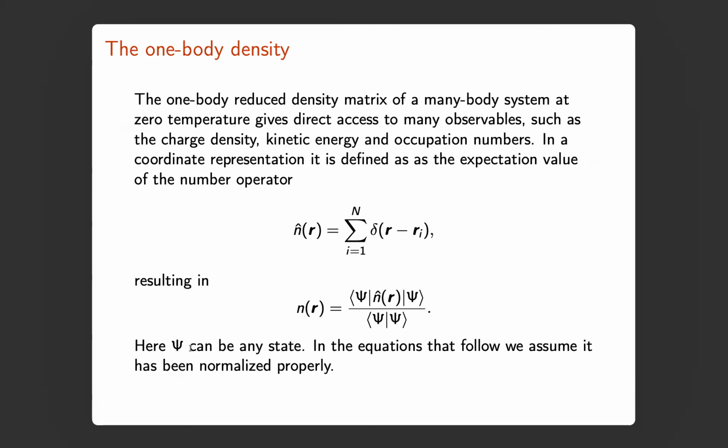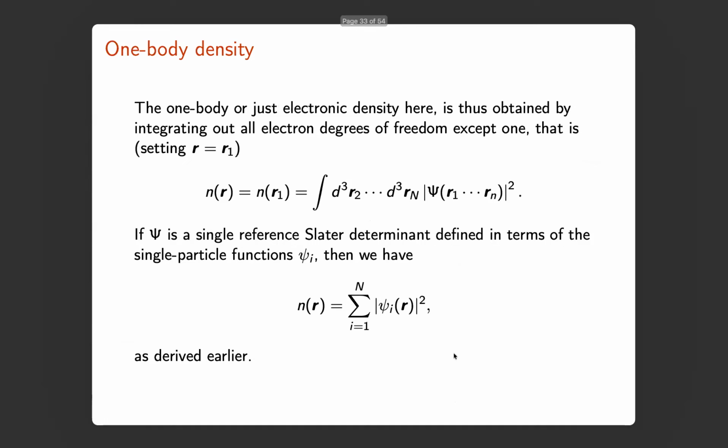So here this psi can be any state. What we assume is that it has been normalized properly in many of the equations. So this is the quantity which we are going to look at. We did actually derive this in the beginning of the semester, but we are going to remind ourselves tomorrow about how we got it, okay?